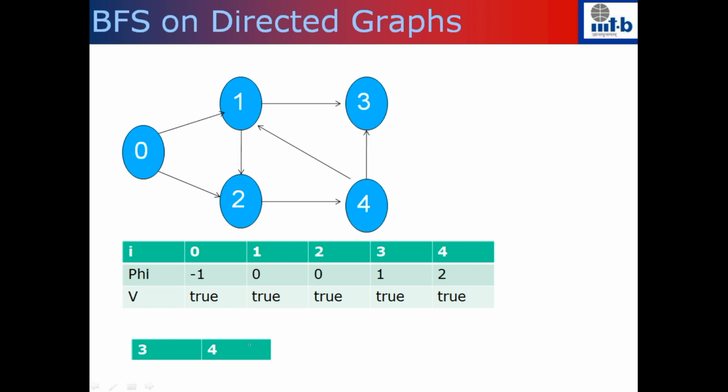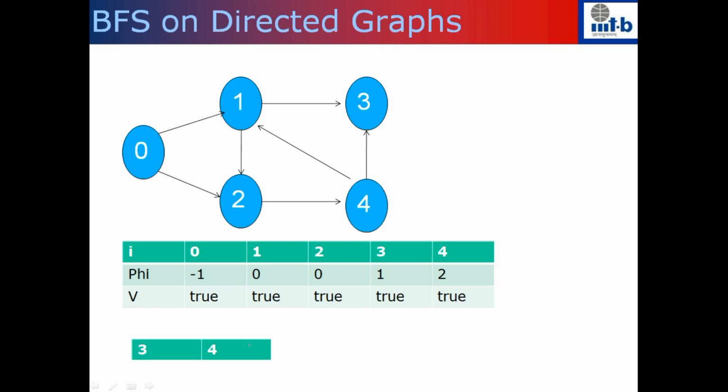Now the next element that is going to be deleted from the queue is 3. When 3 is deleted, you go to the adjacency list of 3. But the adjacency list of 3 is null. It's an empty list because there is no outgoing edge from the vertex 3. So you do nothing. Next you're going to delete 4.